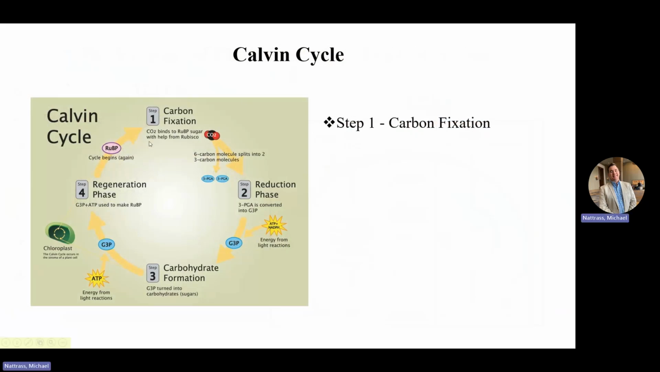So the first step is going to be carbon fixation, and that carbon dioxide is going to be bound to RuBP with the help of an enzyme called Rubisco. No need to worry about that right now. We'll get into it as I break down each one of these phases. Next, we have the reduction phase. And so whether it's a 3-carbon or a 4-carbon molecule, eventually we come up with either 1 or 2 3-PGA.